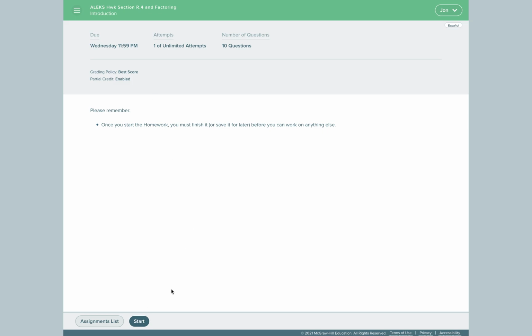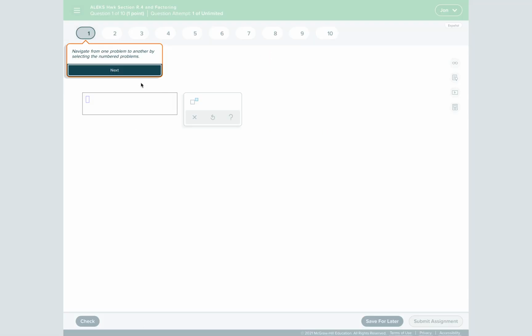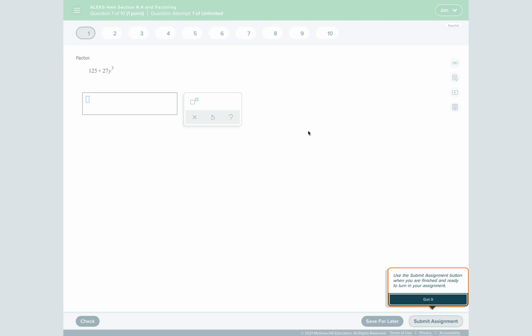Now, unlike the test, you can start and stop. So you have starting out. It says navigate from one problem to the next.